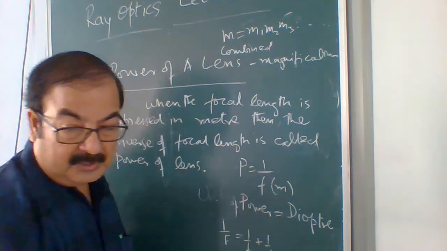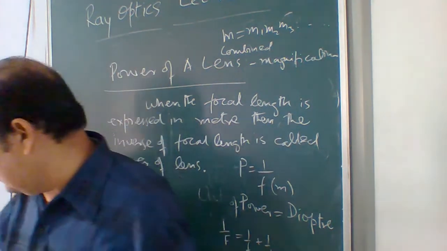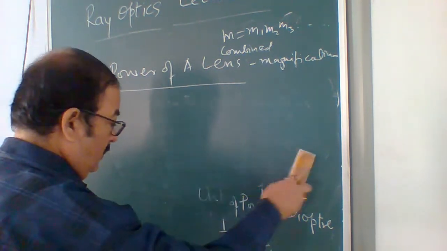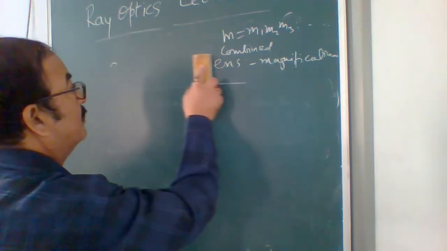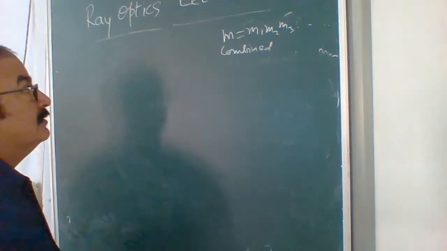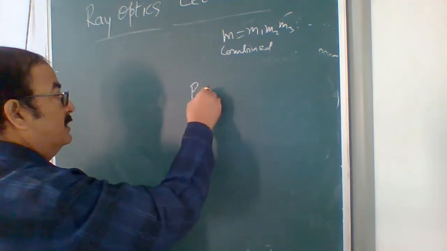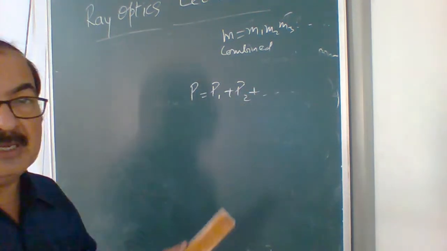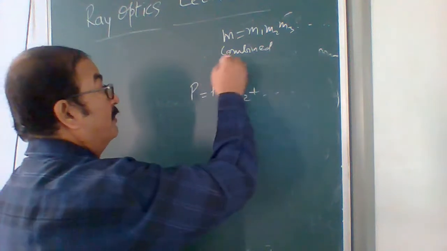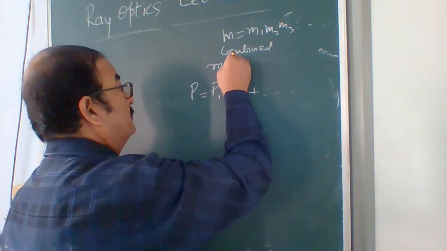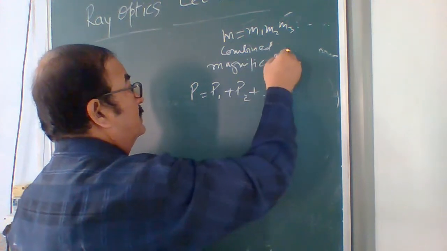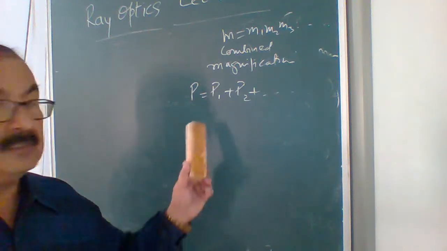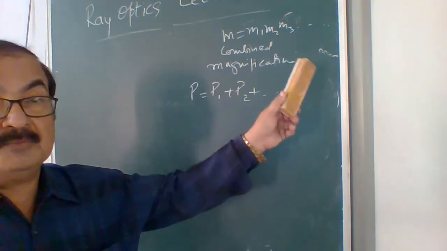When more than two lenses are taken in contact, then their powers are added. It is not necessary that every time we have only single lenses, but always remember, whenever we need to find out such a thing, powers are added. P1 plus P2, that's one. The same way, when we have to find the combined magnifying power or magnification, then we need to multiply them like this: m1 into m2 into m3 and so on.